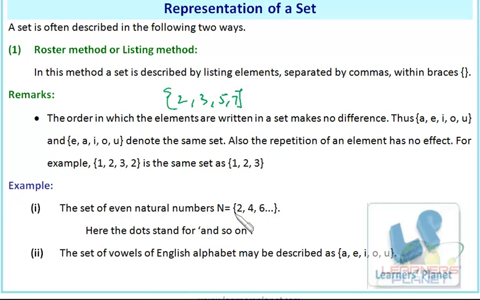Next, the set of even natural numbers, that's 2, 4, 6, and so on. Here the dots stand for "and so on", right? Because you cannot list all the even natural numbers over here. So if it is an infinite set, you just put dots, or if it is a very big set, then you put dots, right? The set of vowels of the English alphabet may be described as a, e, i, o, u. Since there are just 5 elements, you can write all the elements over here. So this is the Roster method or listing method of representation of a set.